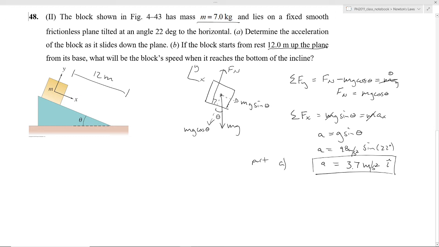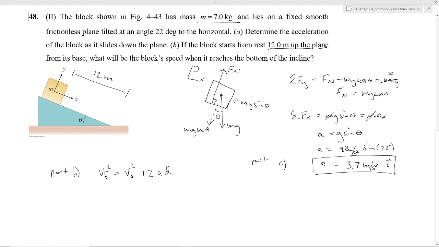Part B: if the block starts from rest 12 meters up the plane, what will the block's speed be when it reaches the bottom of the incline? Well, this we can brush off our kinematics from chapter 2. And this is a good expression to use to solve this. So the final velocity squared will equal the initial velocity squared plus 2 times the acceleration times the distance.